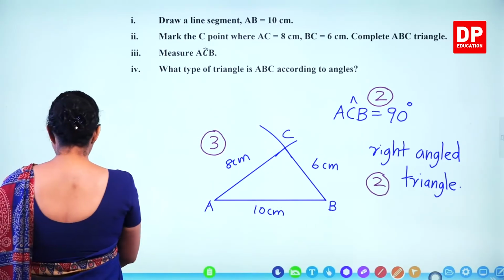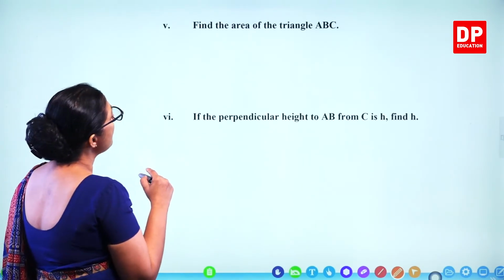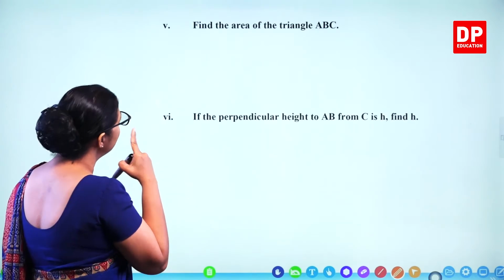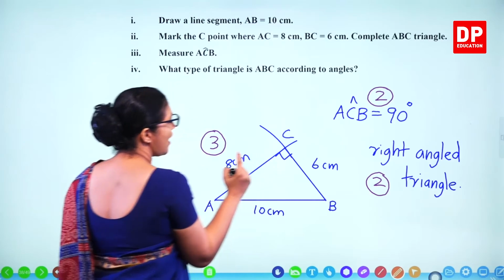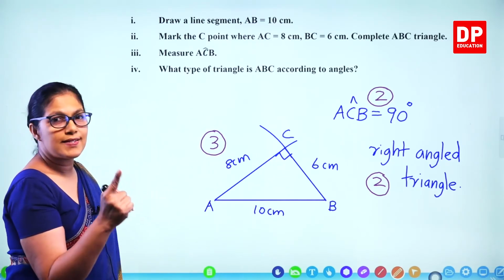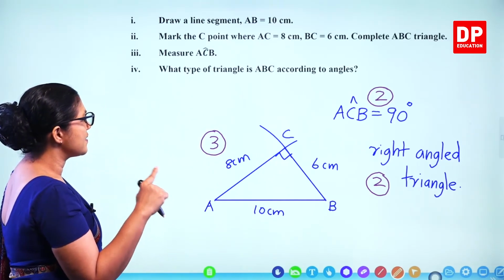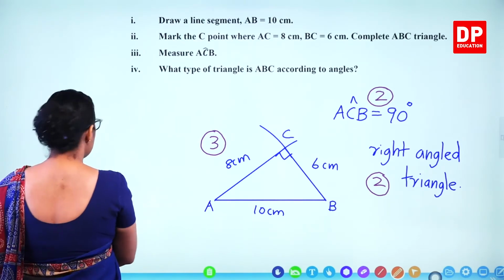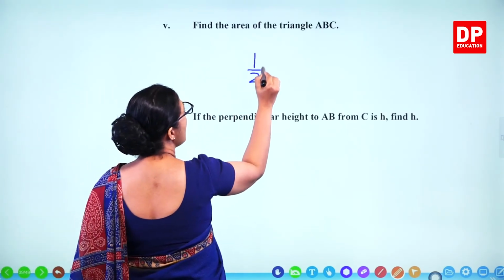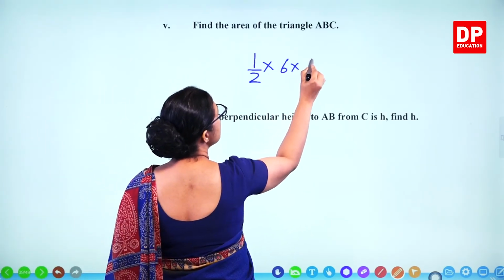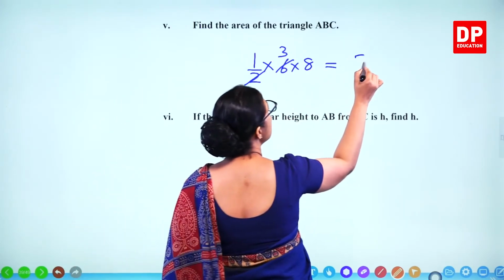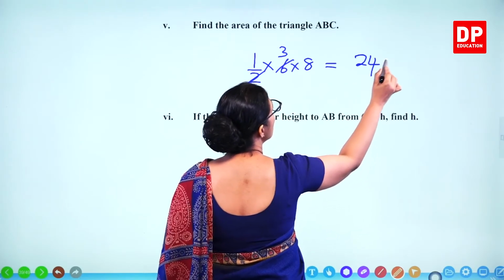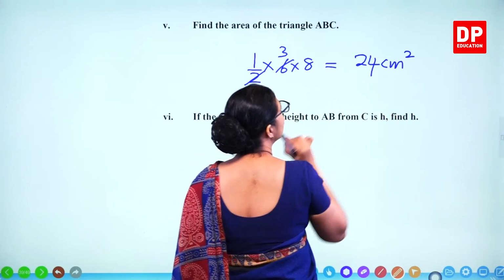Let's do the next one. Find the area of the triangle ABC. We found this is a right angle triangle, so we know the base and the perpendicular height, 6 and 8. So what's the area? Half times 6 times 8. 2 times 3, 3 times 8, 24 square centimeters.